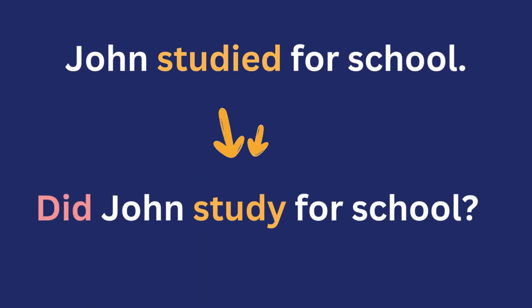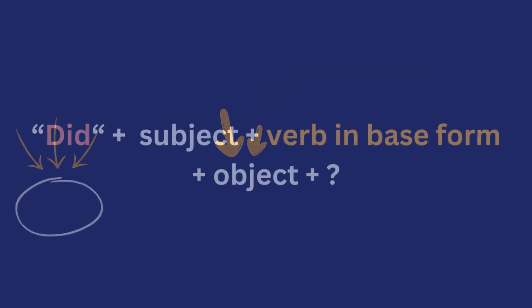To make statements into questions in the past simple tense, we change the past tense of the verb, here it is studied, into its base form. So instead of studied, we have study. Then we add the word did to the beginning of the statement. So this makes, did John study for school?